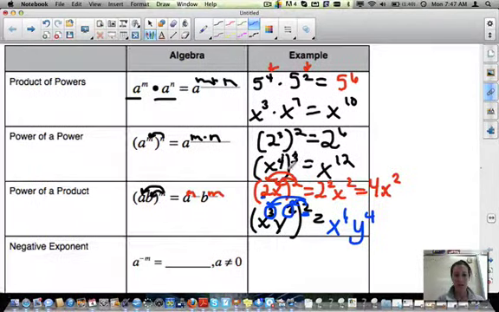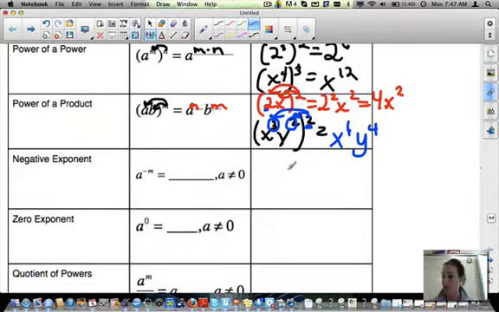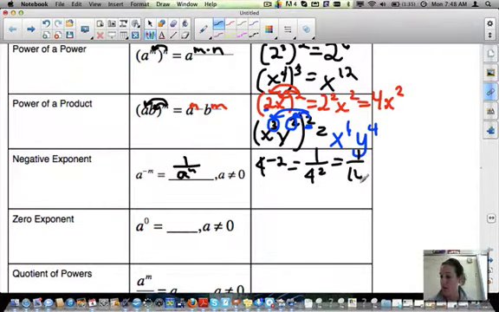All right, moving on, just kind of a refresher. Negative exponents, you don't want to leave a negative exponent as your final answer. So whenever you have a negative exponent in the numerator, you move it to the denominator to make it positive. So I would have 1 over a to the m. So for example, 4 to the negative 2 power would be 1 over 4 squared, which equals 1 over 16.